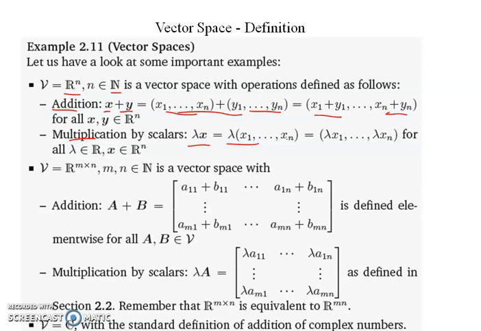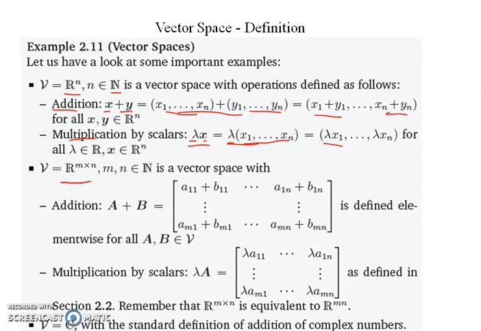Then multiplication by scalar: lambda is taken as a scalar quantity, which is an element of R, the real numbers, and x is an element of the set of n real numbers. Then lambda times x will be equal to lambda multiplied with the individual elements of the vector, lambda x1 etc., up to lambda xn. This is the case with the set of n real numbers.